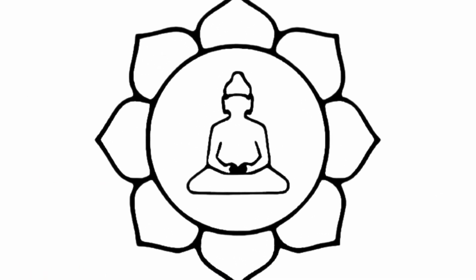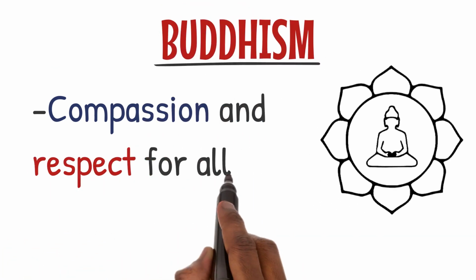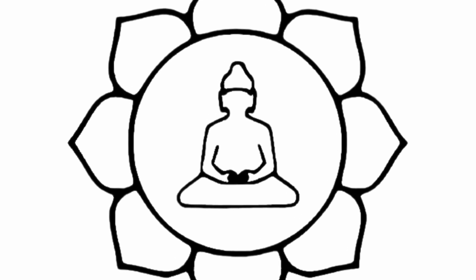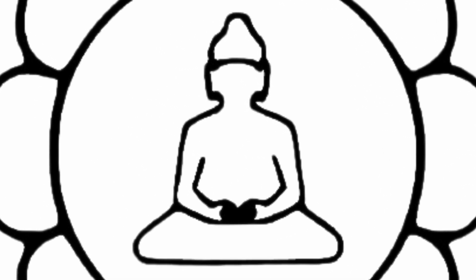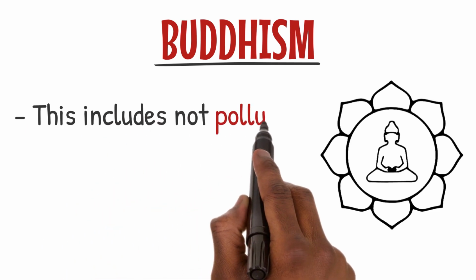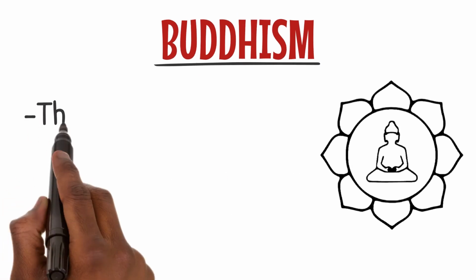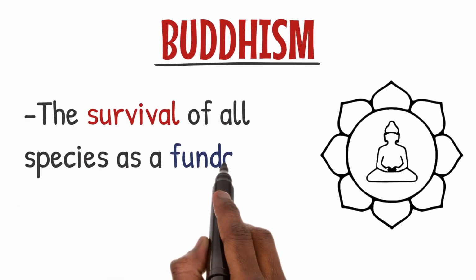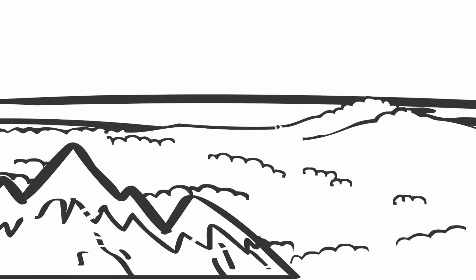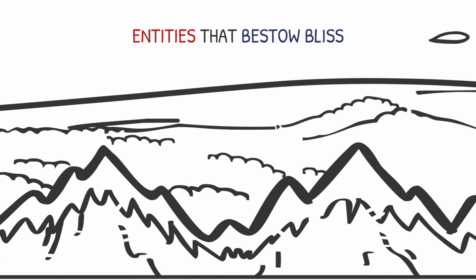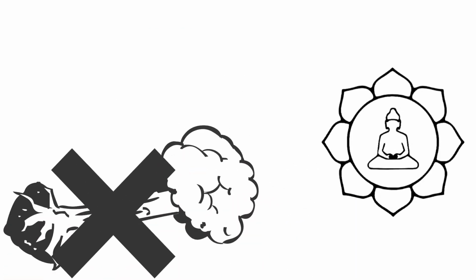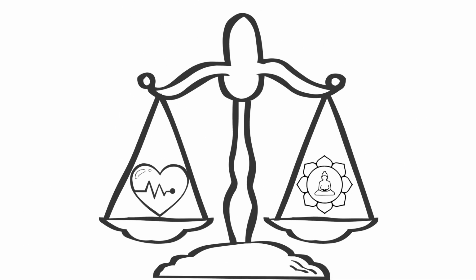Next, we explore Buddhism, where compassion and respect for all life forms are paramount. Buddha taught the importance of living in harmony with every creature and the environment. This includes not polluting water bodies and recognizing the rights of all species. Buddhism sees the survival of all species as a fundamental right. It views nature, rivers, forests, mountains as entities that bestow bliss. This belief in interconnectedness guides Buddhists to avoid exploiting nature and to respect the balance of life.